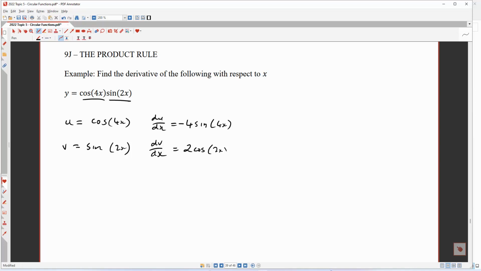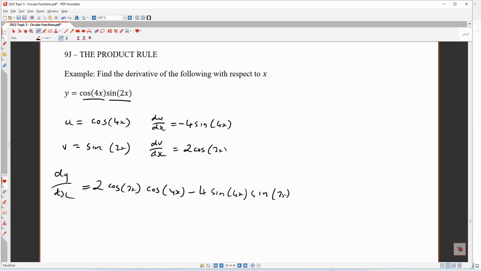So what we're going to do is say dy dx is u dv dx, so it's 2 cosine 2x cosine 4x, so u dv dx plus v du dx, right? So it's going to be this times this. That's negative 4, so I was a bit preemptive with the plus there because in this case it's going to be minus. So take away 4 sine 4x sine 2x.